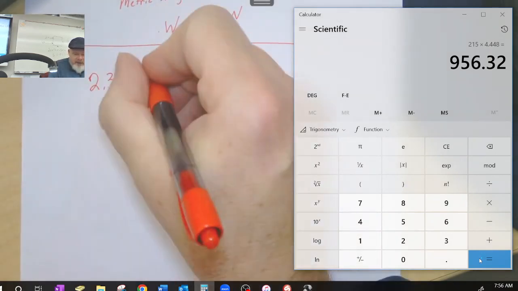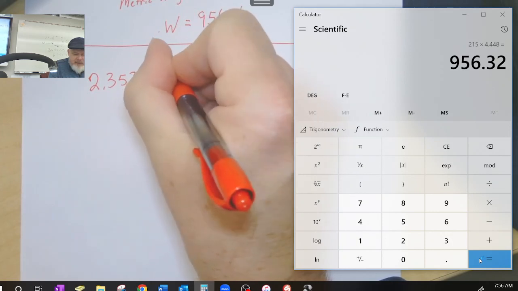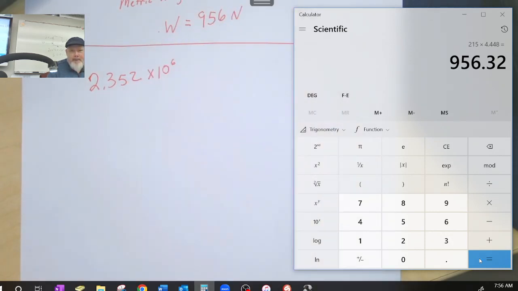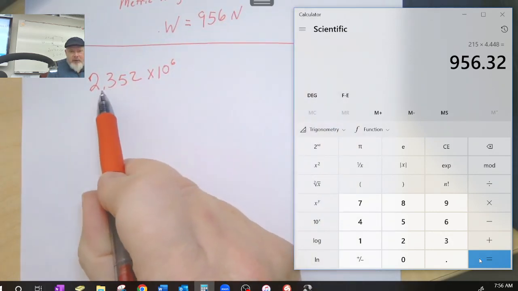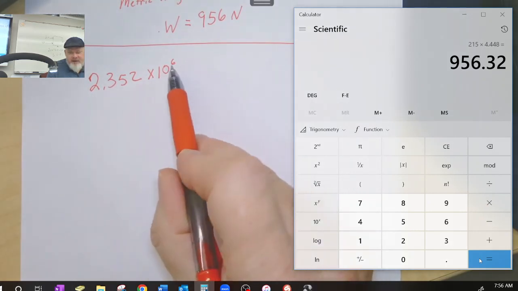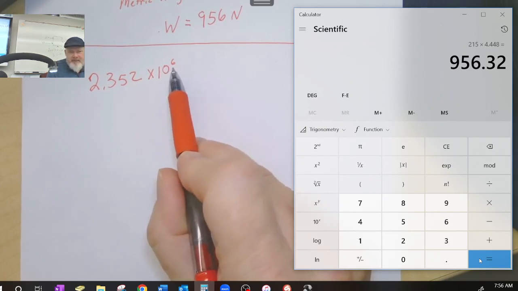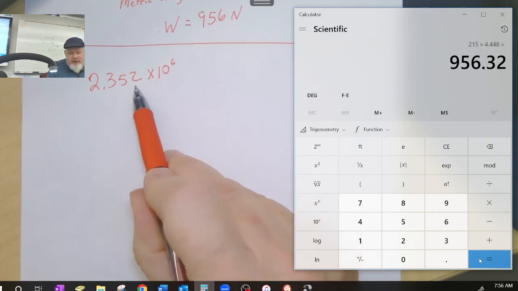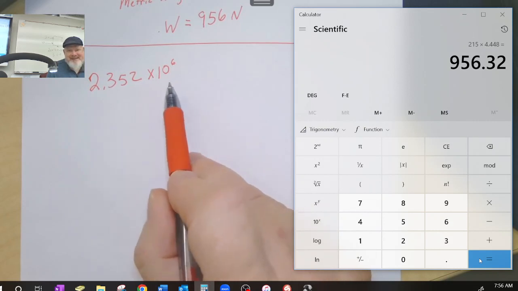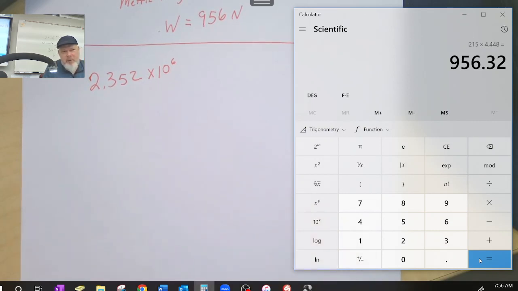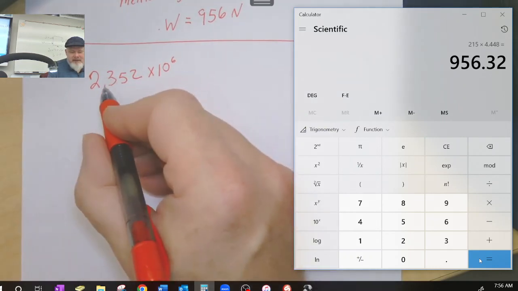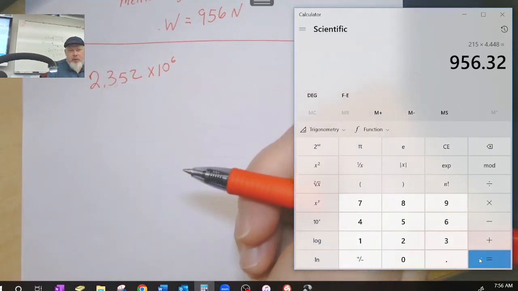2.352, and then you see times 10 to the 6th power. Okay? That's like saying 2.532. This is actually a really large number, 10 to the 6th. That's called its exponent. And really what that means is I'm taking 2.532 and multiplying it by 10 6 times. Every time you multiply a number by 10, basically the decimal point moves over 1.